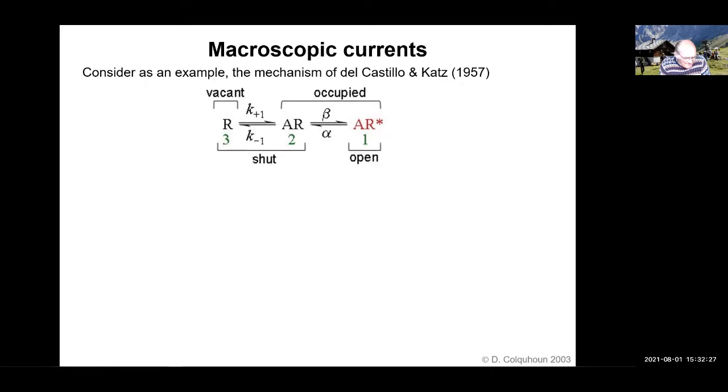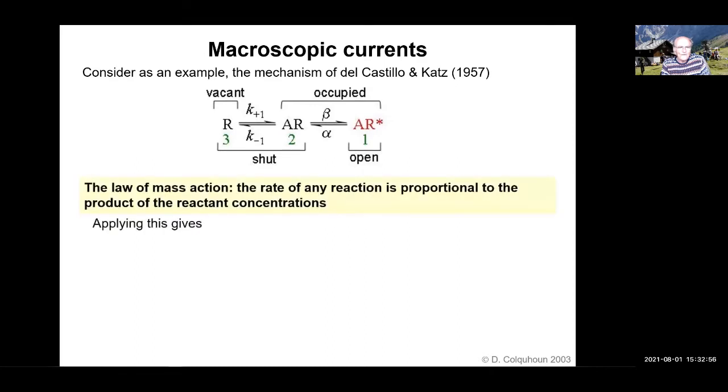Okay, we're going to have a diversion now into something slightly more complicated. You can hold your breath if you don't like complicated things, but you can still get the gist of the rest of the talk. Here we have the old Del Castillo and Katz 1957 mechanism again. How do we solve the kinetics of that?